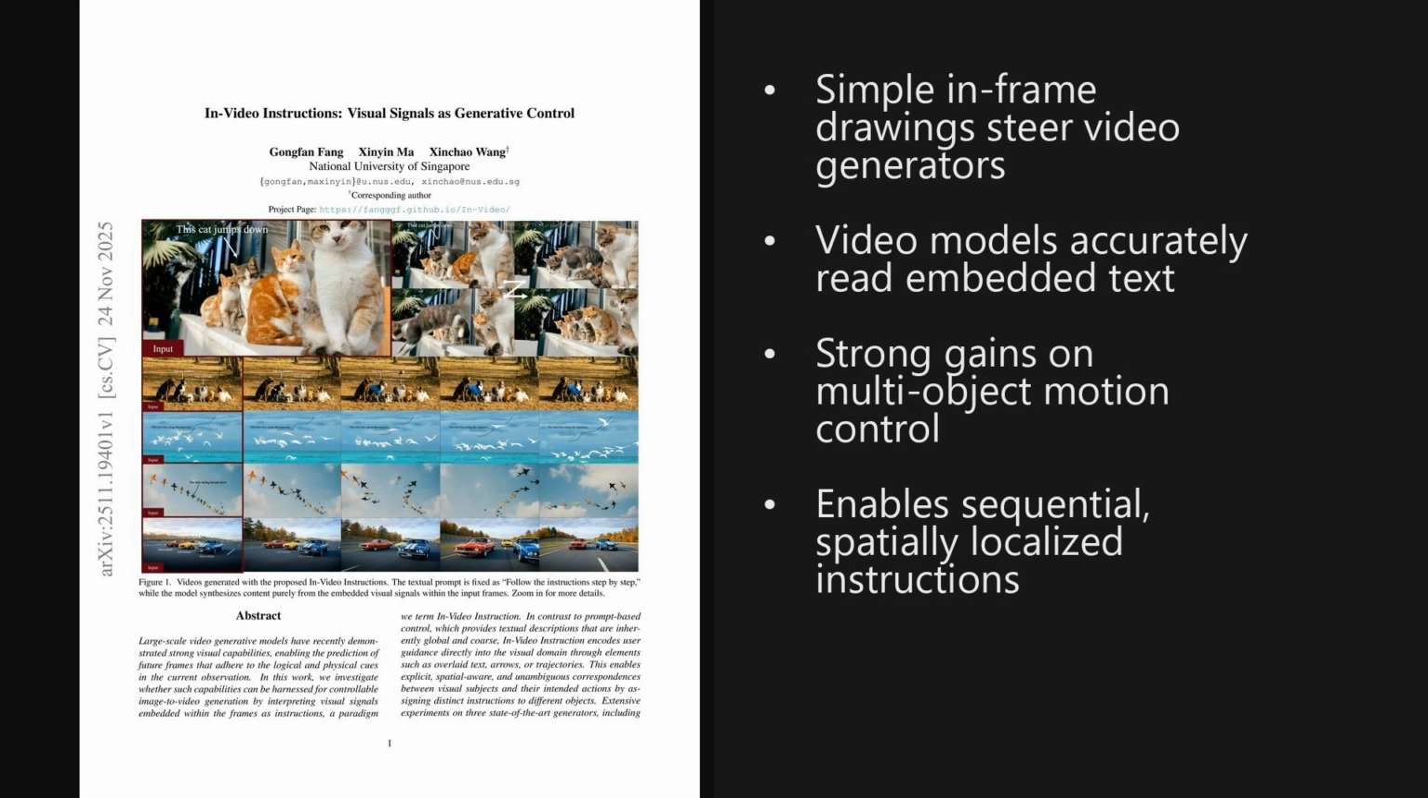Alright, the big takeaway is that drawing short commands and arrows directly into the first frame gives precise, spatially grounded control, especially for multi-object scenes where plain text prompts struggle. More broadly, it suggests future video tools could feel like sketching storyboards that models then animate.